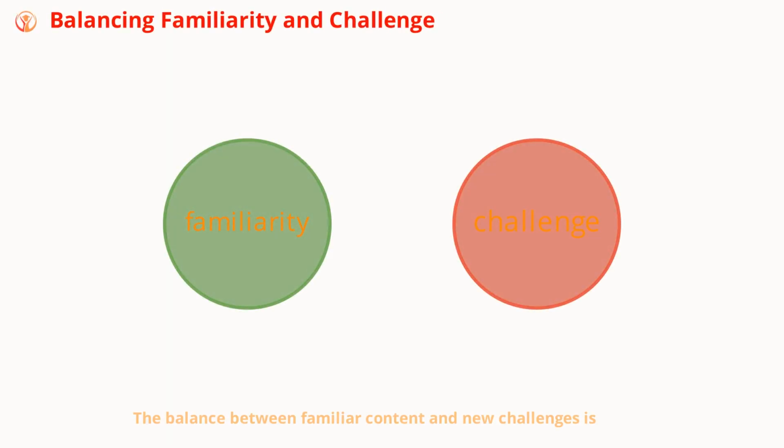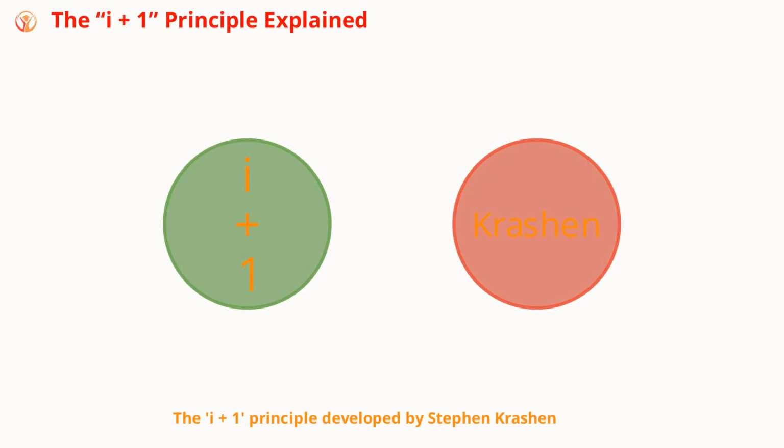The balance between familiar content and new challenges is at the heart of the I+1 principle. Learners feel secure because they recognize most of the language, but they're also pushed to grow by encountering something new. This balance is key to effective language teaching. The I+1 principle, developed by Stephen Krashen, suggests that language learners make the most progress when exposed to input that is just a little more advanced than their current level.